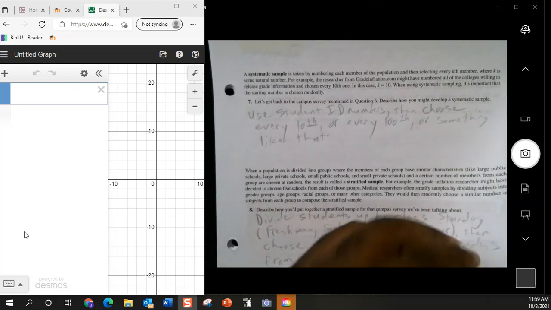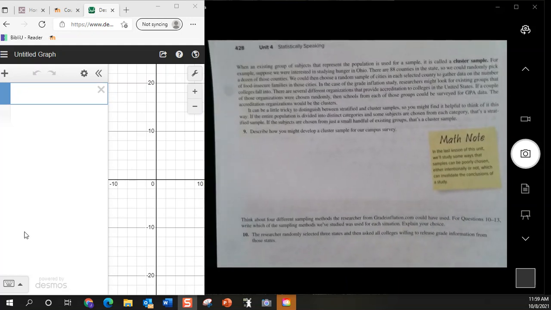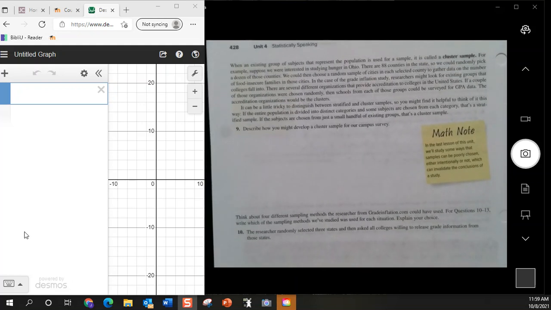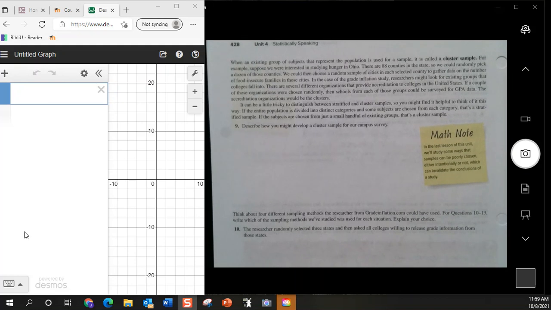Okay, now we're going over here to page 428. It says when the existing group of subjects that represent the population is used for a sample, it is called a cluster sample. For example, suppose we were interested in studying hunger in Ohio. There are 88 counties in the state, so we could randomly pick a dozen of those counties. We could then choose a random sample of cities in each selected county to gather data on the number of food insecure families in those cities.